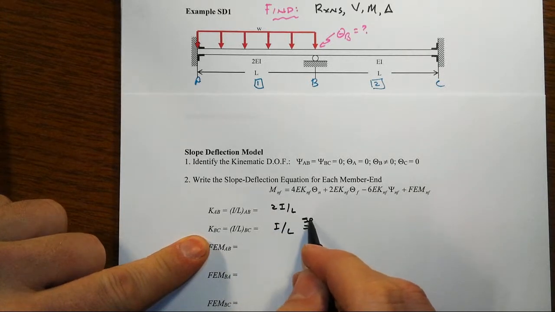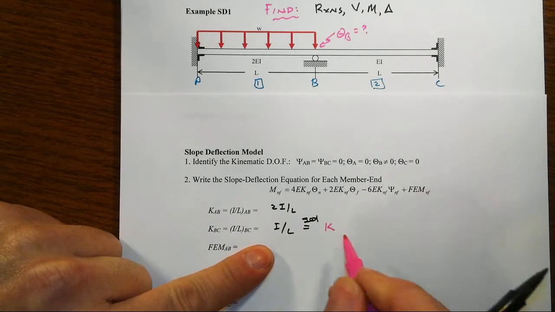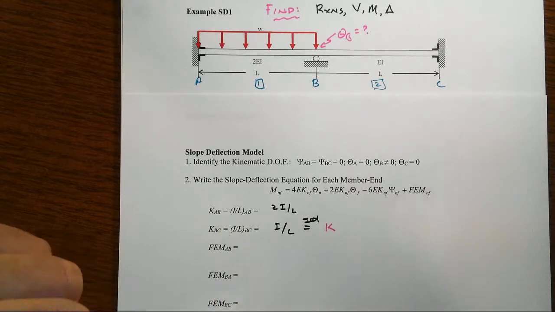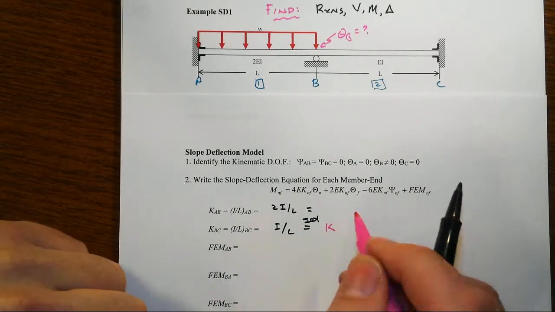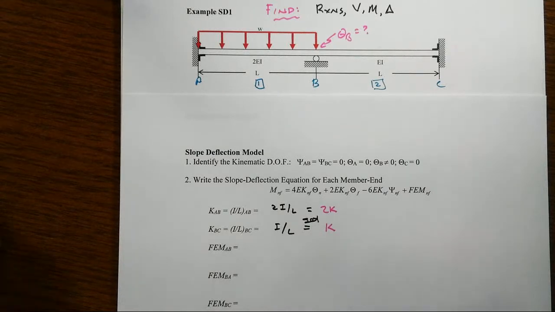So let's set the symbol K to represent I over L, and that means that K_AB will be equal to 2K. That's the simple way of getting a lot of this in here.